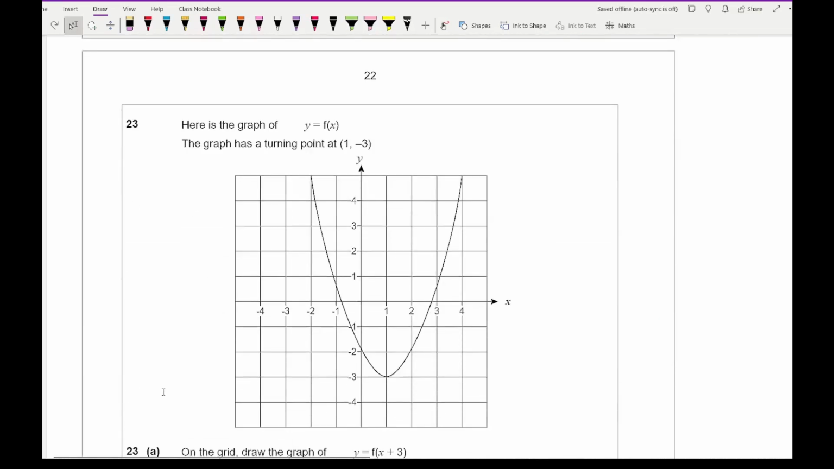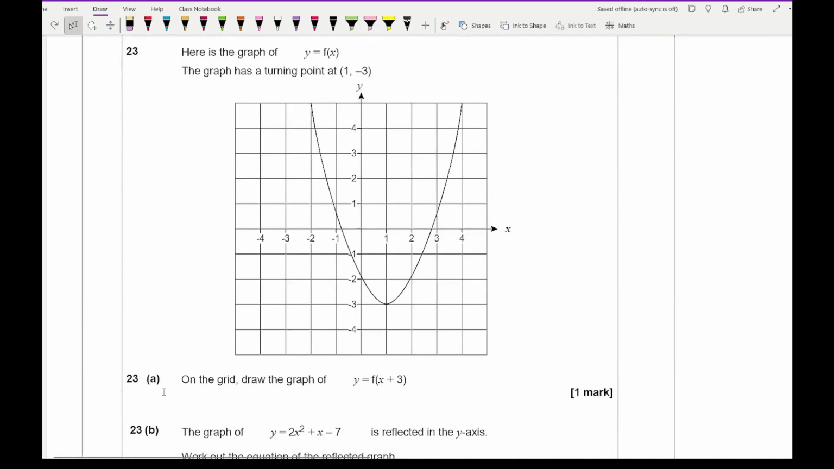Then moving on to our last question, it says 23, here is a graph of y equals f of x. The graph has a turning point of (1, -3). On the graph, draw the graph of y equals f of x plus 3. So all we're doing here is shifting the graph 3 squares to the left. So if I pick a coordinate that I know, which is this point here, I'm going to move that 3 squares, so 1, 2, 3, so that's now going to be here.